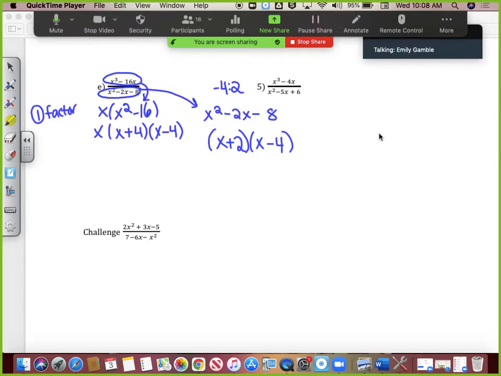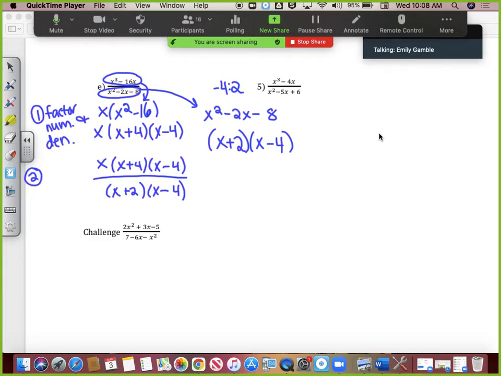So now that I have factored the numerator and denominator, let's put the expression back in its spot with the numerator now factored as x times x plus 4 times x minus 4, and the denominator being x plus 2 times x minus 4. So I factored both the numerator and denominator. So I guess I should write that for step 1: factor numerator and denominator. And then once everything is factored, the second part will be to cancel anything that's the same in the numerator and denominator. So now it's for the cancellation step.